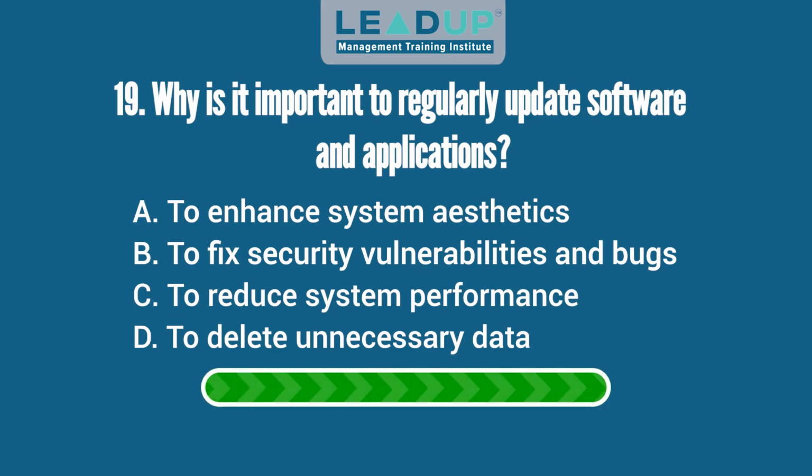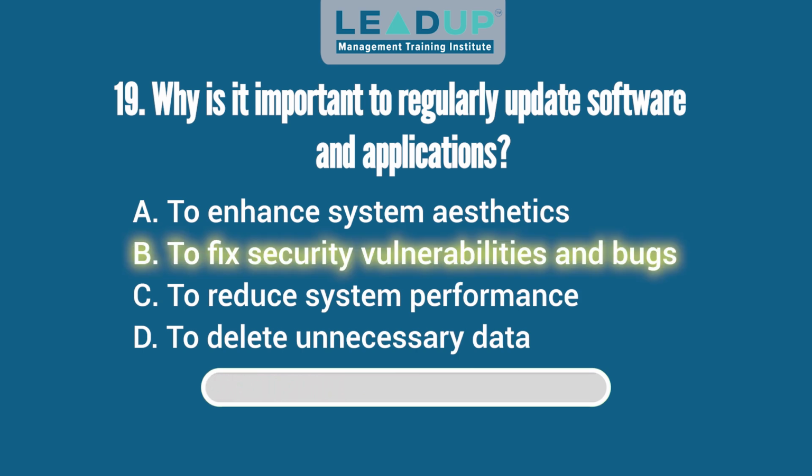Question 19. Why is it important to regularly update software and applications? A. To enhance system aesthetics. B. To fix security vulnerabilities and bugs. C. To reduce system performance. And D. To delete unnecessary data. Answer: to fix security vulnerabilities and bugs.